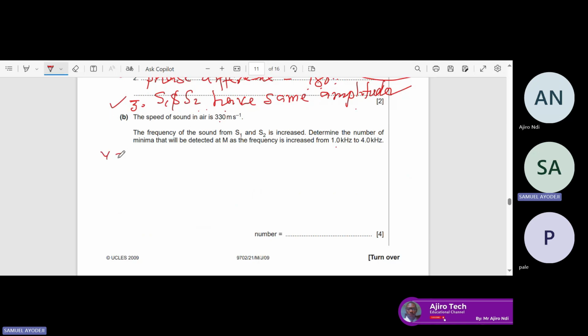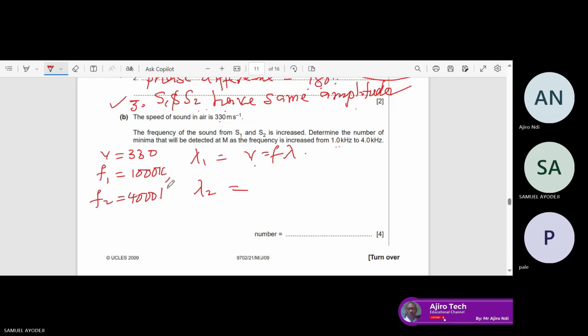We are given the speed as 330. So frequency is given. We have frequency 1 as 1000 hertz, that's kilo, 1000 hertz. I look for wavelength 1. Speed is equal to f lambda. The same thing, look for wavelength 2. We have frequency 2 as 4000 hertz. Look for wavelength 2. The first one, wavelength 1 is 0.33 meters.